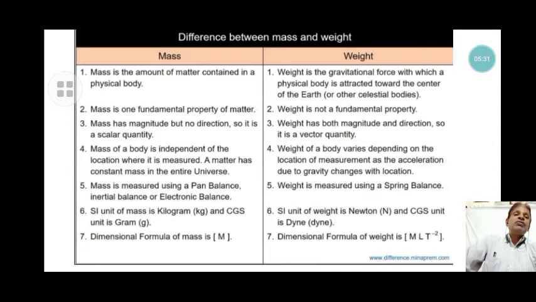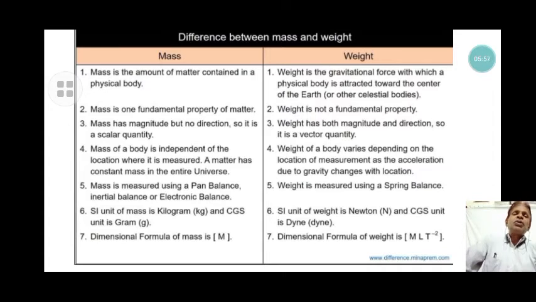The weight of the body is a vector quantity, whose direction is toward the center of the earth. So it has both magnitude and direction, so it is called a vector quantity. Weight is a vector, mass is a scalar quantity. Now, next, the mass of the body is independent of the location where it is measured.